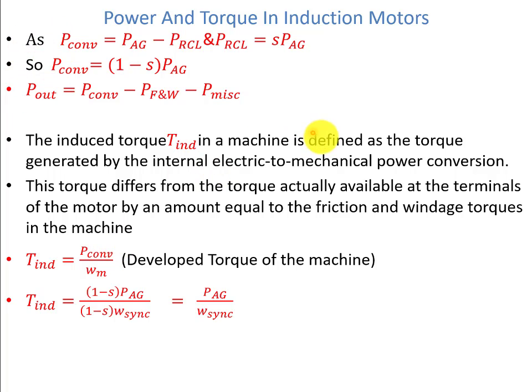The induced torque in the machine is defined as the torque generated by the internal electrical to mechanical power conversion. This torque differs from the torque actually available at the terminals of the motor by an amount equal to the friction and windage torques. So we can say that induced torque is equal to power converted over omega m. Remember, this is the developed torque of the machine. We can write it in other forms: (1 minus S) times P air gap, divided by (1 minus S) times omega synchronous. So that will be P air gap over omega synchronous. Both these equations are the same, and will give us the induced torque, which is known as the developed torque of the machine.